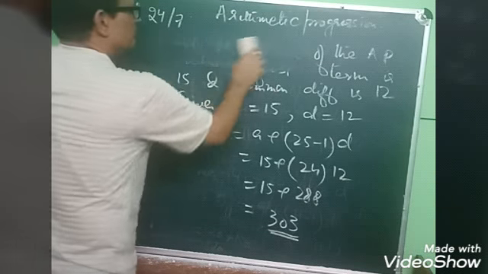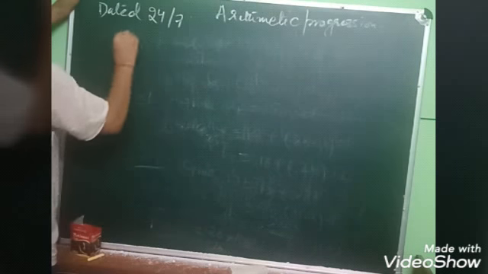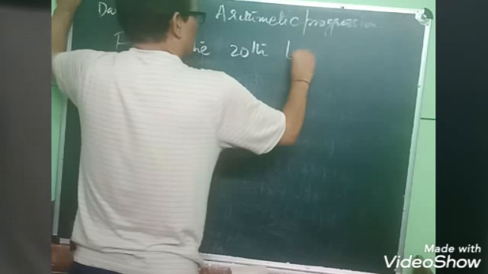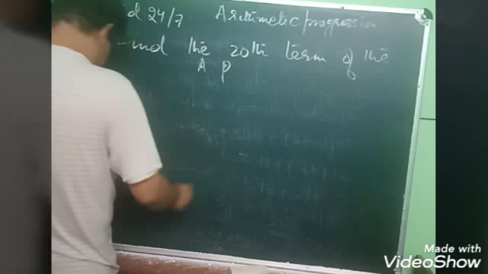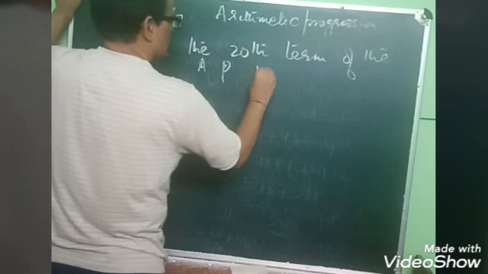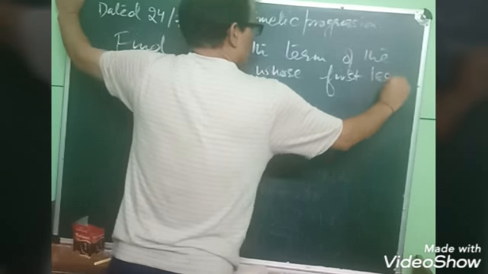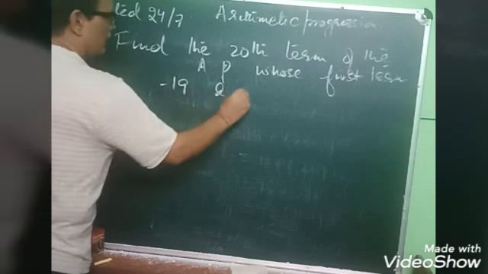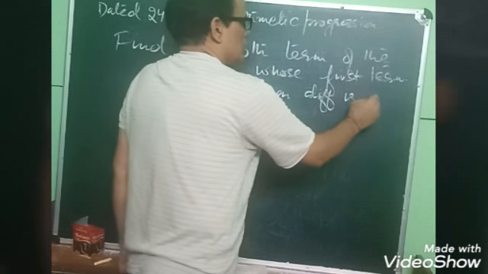Now the next one: find the 20th term of the AP whose first term is minus 19 and common difference is 24.